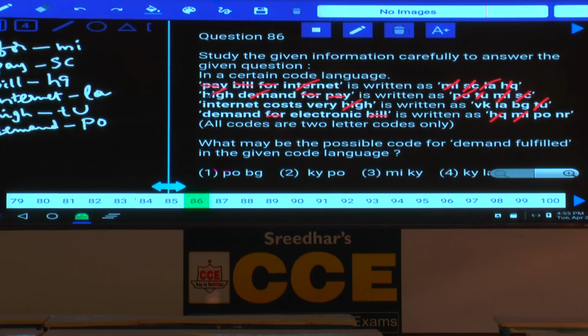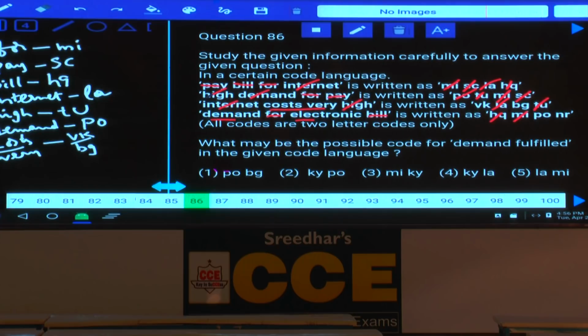Then if you compare the third and the fourth, internet cost vary and internet cost vary, is there any word which is common here? Internet has already been done, isn't it? Because the code to the word internet is LA. And what are the words left over? Cost and vary are the words left over. Here cost and vary are nowhere repeated, and the codes for these two could be VK and VG, in any order.